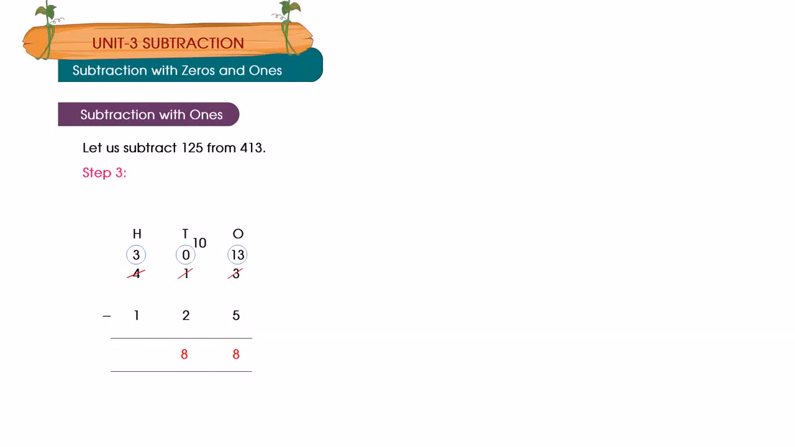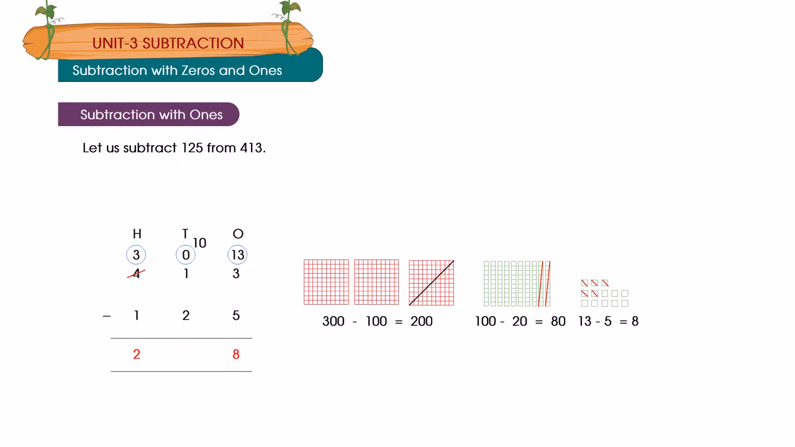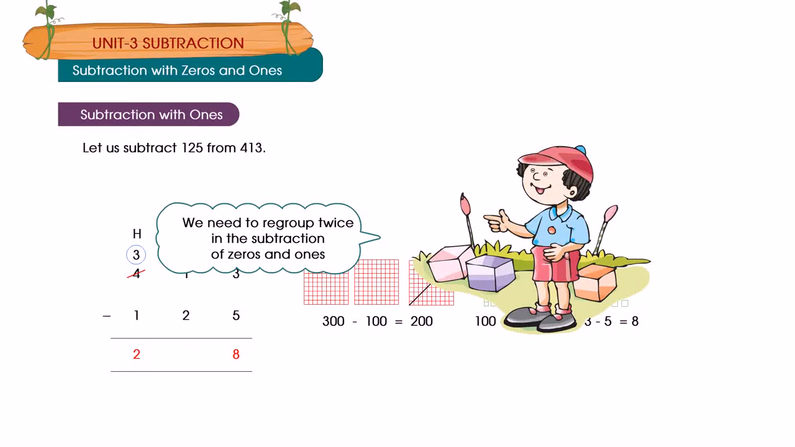Step 3. Subtract the hundreds. 3 minus 1 is equal to 2 hundreds. 300 minus 100 is equal to 200. 100 minus 20 is equal to 80. 13 minus 5 is equal to 8. We need to regroup twice in the subtraction of zeros and ones.